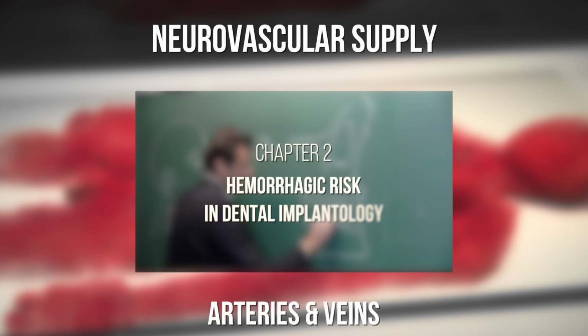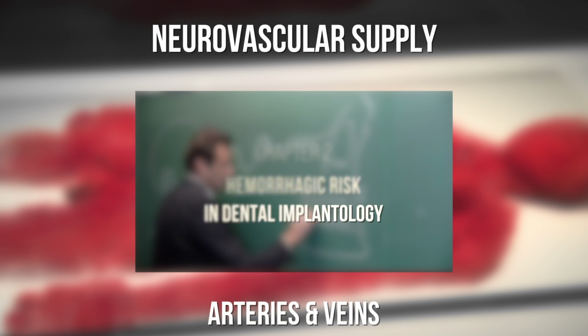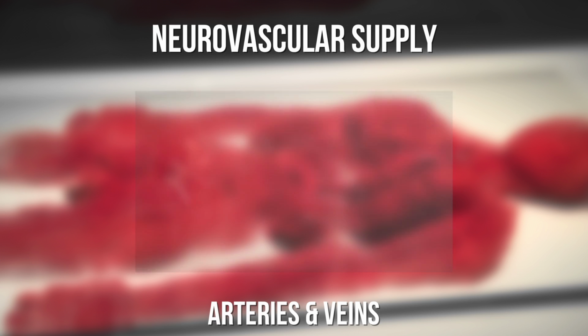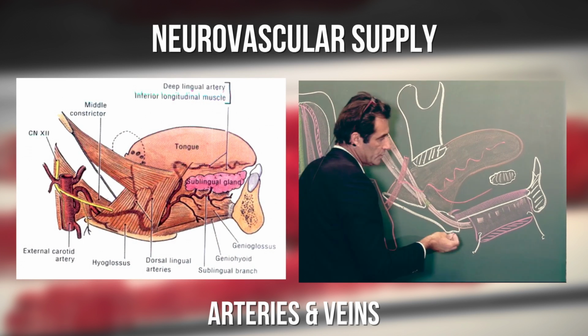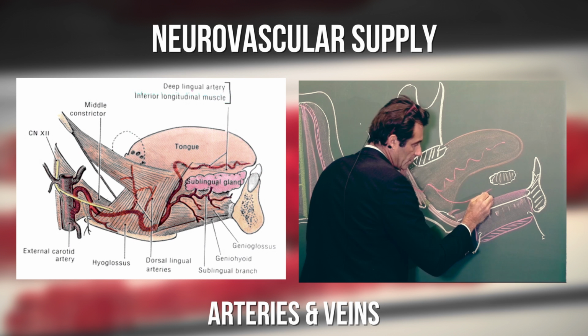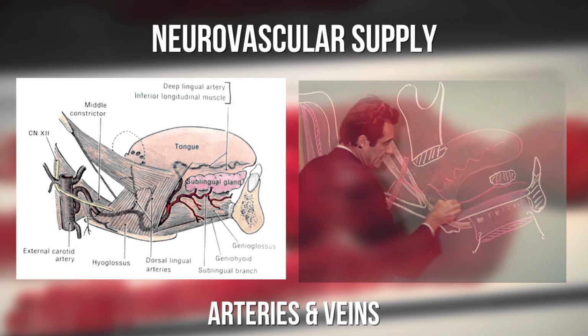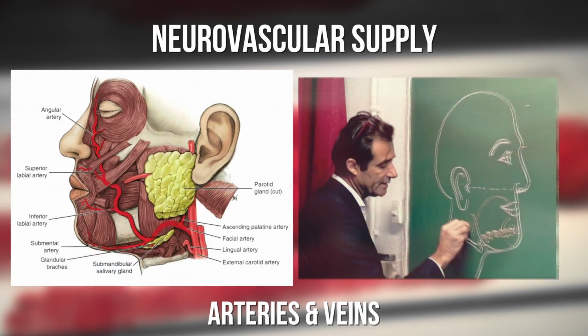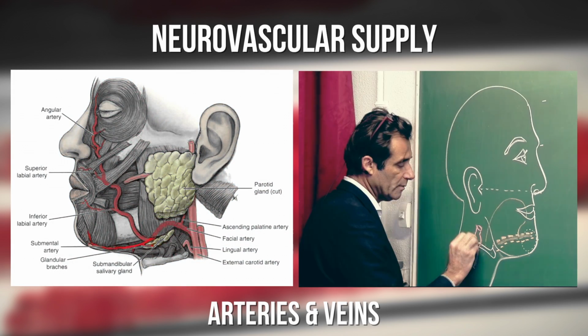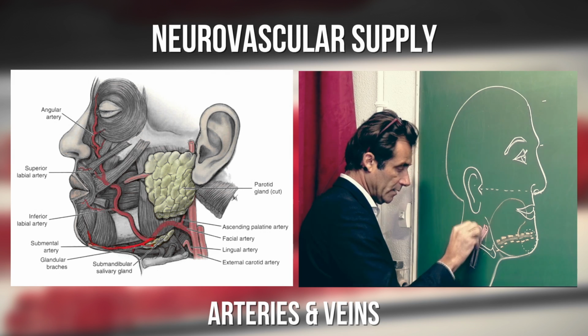This part will be more detailed in the next chapter concerning the hemorrhagic risk in dental implantology. For now, let's just say that the oral floor is mostly irrigated by the sublingual artery, which ends with the maxillary and the chin branch, and by submandibular branches of the facial artery, both coming from the external carotid artery.